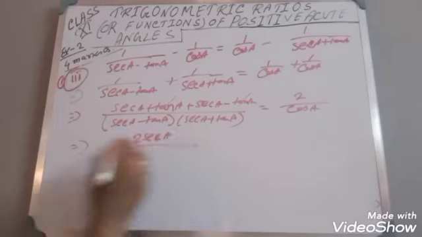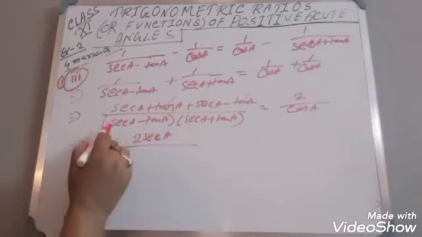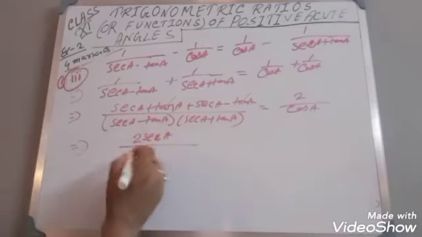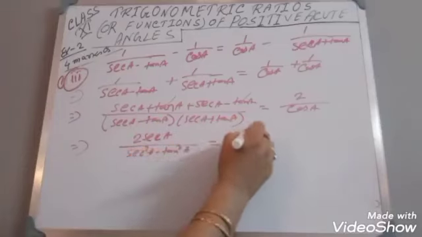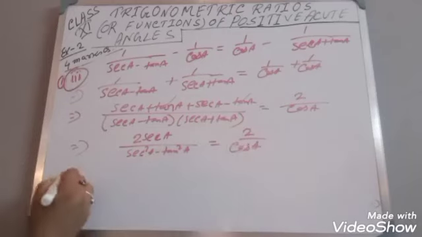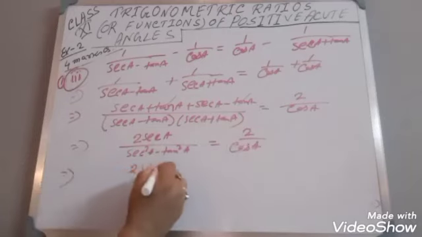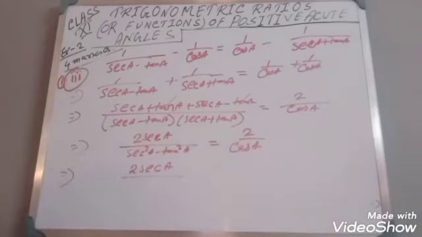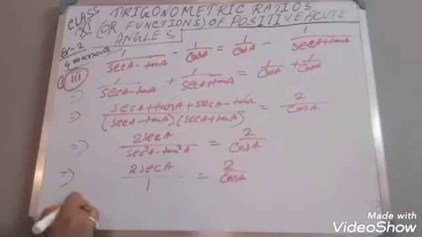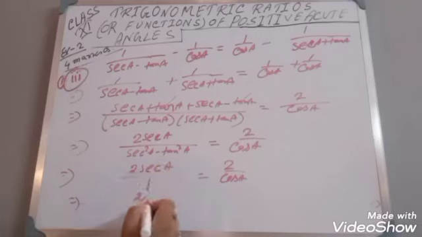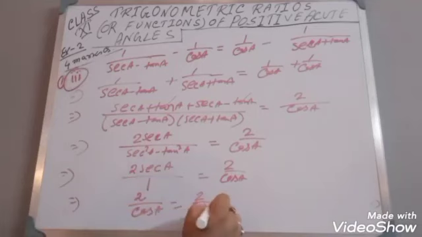2 sec A whole divided by, this is sec A minus tan A into sec A plus tan A, that means sec square A minus tan square A, which is equal to 2 cos A. So 2 sec A by sec square A minus tan square A, that gives us 1. So write here 1 is equal to this. Now 2 sec A means, sec A means 1 by cos A. It is coming 2 by cos A is equal to 2 by cos A. Okay, that means it is proved.